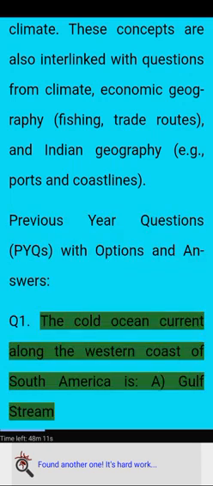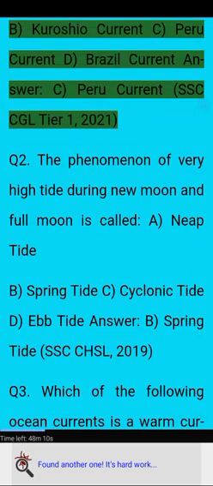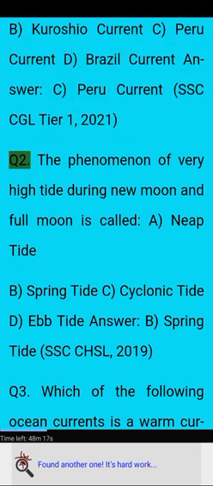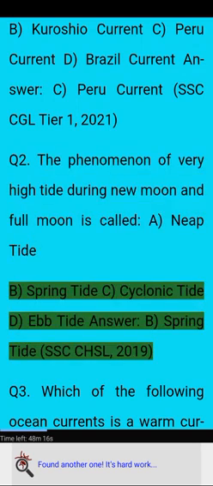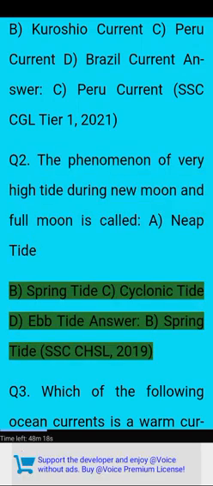Q1. The cold ocean current along the western coast of South America is A. Gulf Stream. B. Kuroshio Current C. Peru Current D. Brazil Current. Answer. C. Peru Current, SSC CGL Tier 1, 2021. Q2. The phenomenon of very high tide during new moon and full moon is called A. Neap tide. B. Spring tide C. Cyclonic tide D. Ebb tide. Answer. B. Spring tide, SSC CHSL 2019.